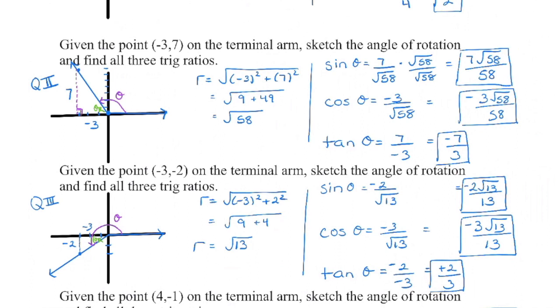The cosine from my reference angle is adjacent over hypotenuse. My adjacent side is the -3, my hypotenuse is that radius.